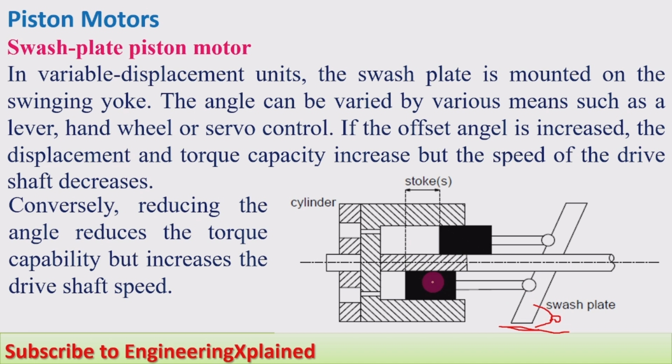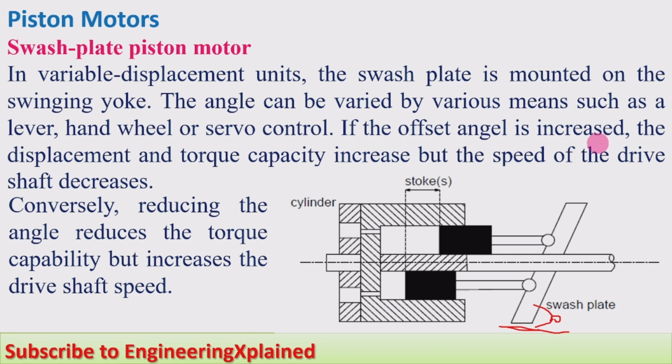As the angle changes, the piston stroke will vary, and by that the speed will be changed. The angle can be varied by various means such as a lever, handle, wheel, or a servo control. The angle of this swash plate can be varied by any of these means.